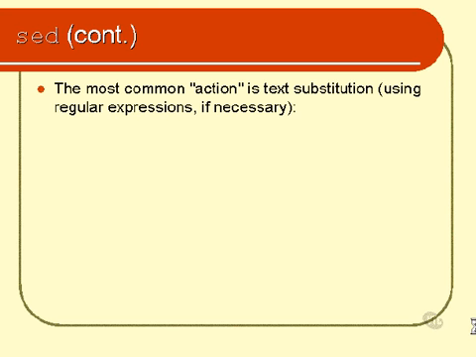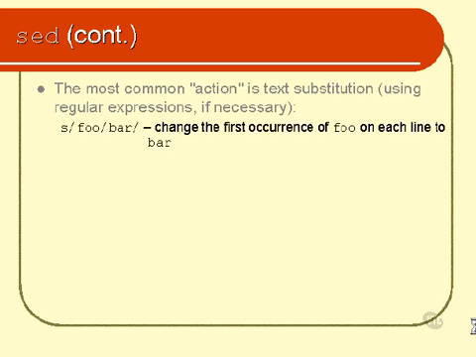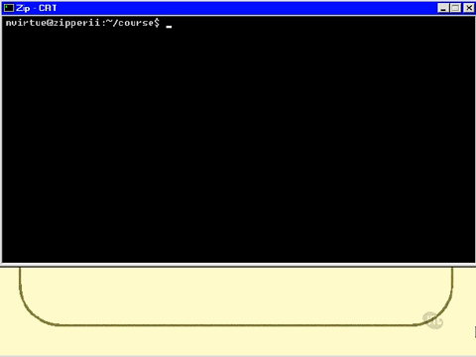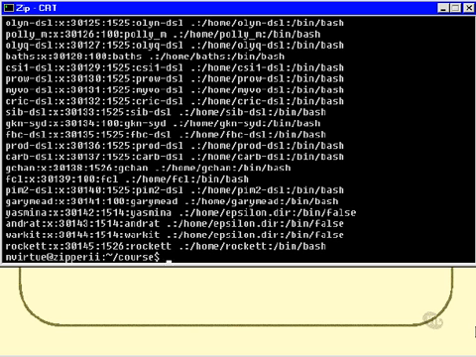Now here is an example of an action changing foo to bar. Change the first occurrence of foo on each line to bar. So let's have a look now. Because we've seen an example of an action, let's see sed doing its stuff. So I've got a file here called test file, and I'll just cat it onto the screen. Test file, and again it's the contents, or at least part of the contents of my etc password file.